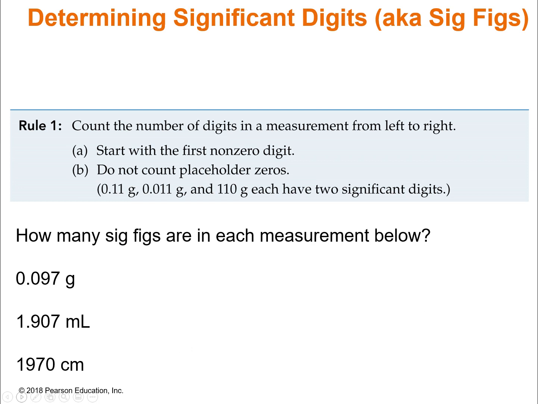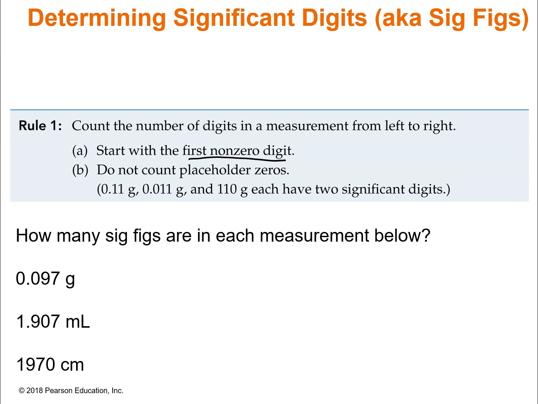When we get these measurements, whether they're volume, length, mass, we're usually going to do some kind of calculation. In order to report our answer with the correct number of significant figures, we have to know how to count the number of sig figs in a given measurement. So here's how we do this. If you have a measurement, you're going to start counting the number of digits from left to right, starting with the first non-zero digit.